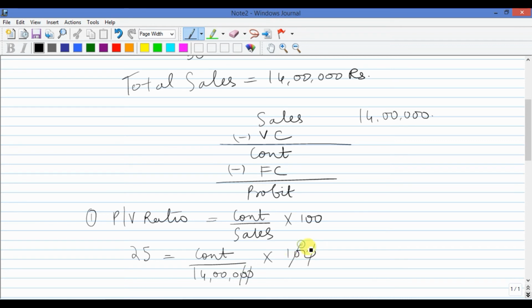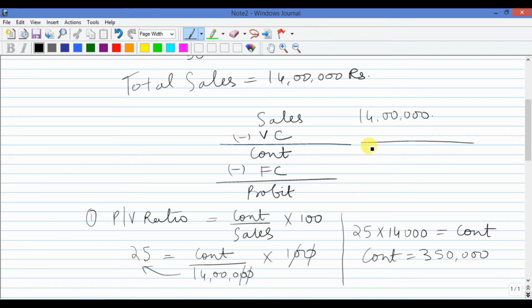So these two get cancelled, and I'm solving here only. 25 into 14,000 is going to give me the contribution. 25 into 14,000 is nothing but 3 lakh 50. So the contribution which I am getting is 3 lakh 50, and I will put it here. The variable cost we can find as a balancing figure. So 14 lakhs minus 3 lakh 50 is 10 lakh 50,000 rupees.